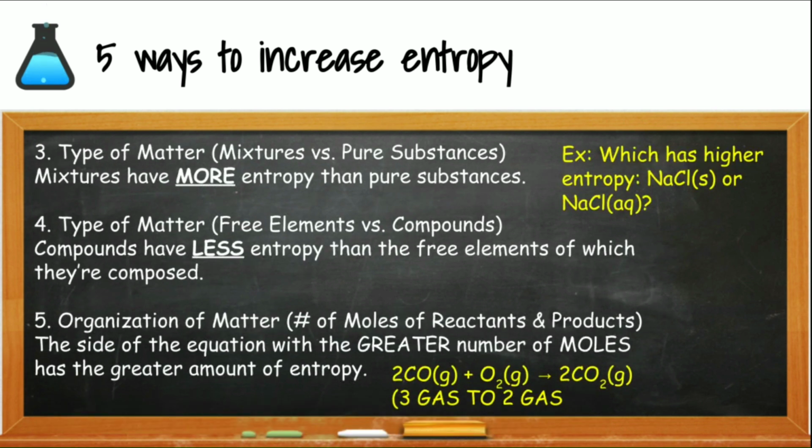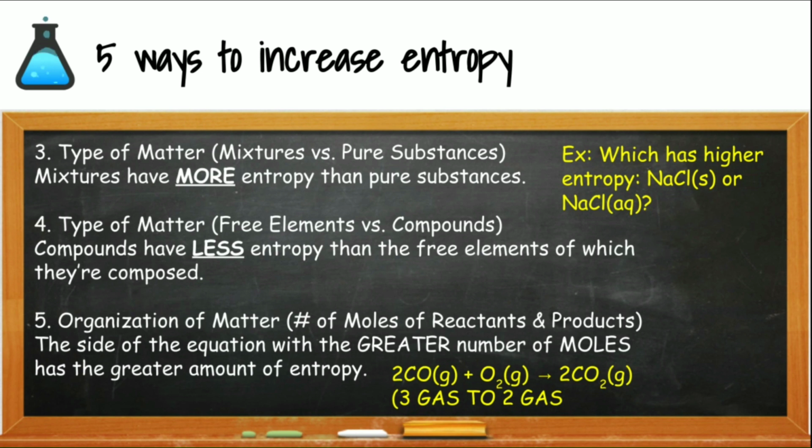The other ways we can increase entropy are by making a mixture versus a pure substance. Mixtures always have more entropy than pure substances like elements or compounds. The type of matter, elements always have more entropy when they're free than when they're bound in a compound. And finally, since gases have the most entropy, if we have a reaction that creates more gas than we started with, the entropy will always increase.